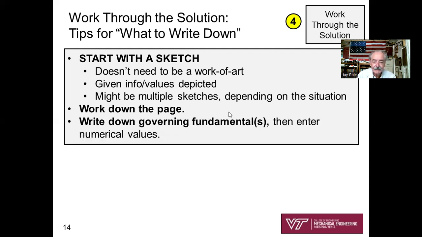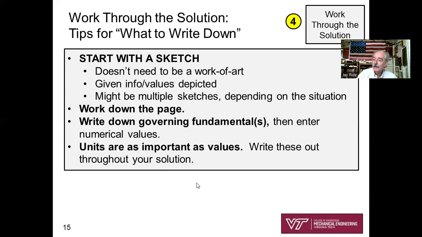Write down in your solution the governing fundamentals, and then enter numerical values. I see a lot of folks just starting scratching down numbers. Write down the governing fundamental equations first, and then start applying your values to that fundamental equation or equations. Units are as important as values in thermodynamics class and many other classes. So you must be writing out units throughout your solution.